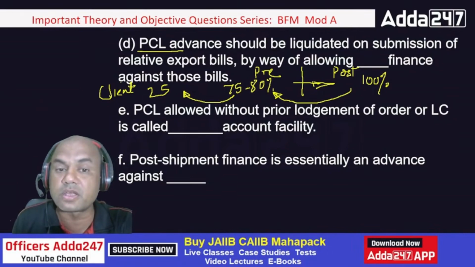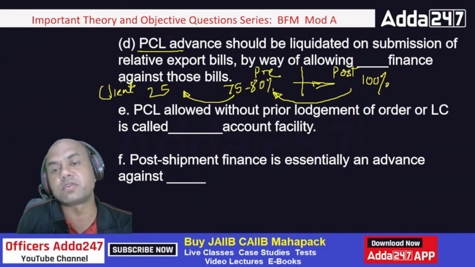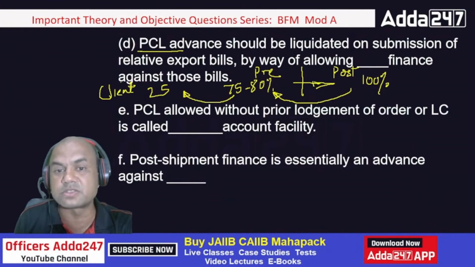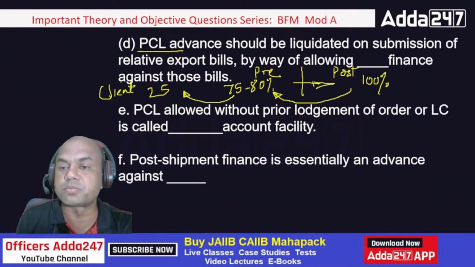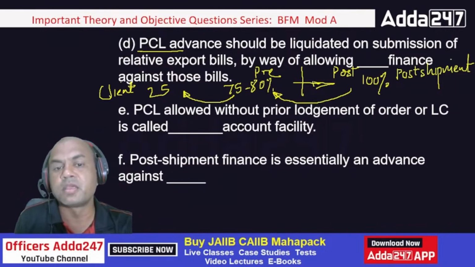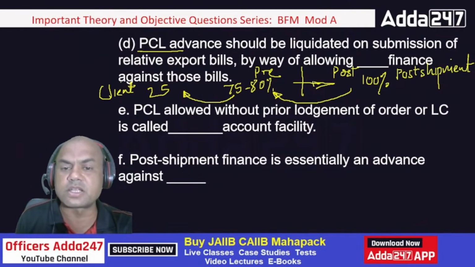But the question over here is, PCL advance should be liquidated on submission of relative export bills by way of dash finance. So that is post-shipment. I'll write the full name, post-shipment, by allowing post-shipment finance. Okay, this is the answer. Next: PCL allowed without prior lodgement of order or LC. It's called as dash facility.